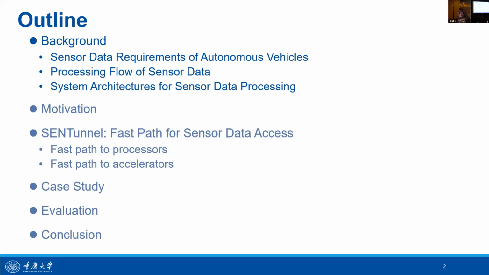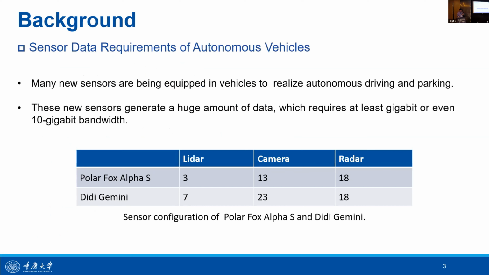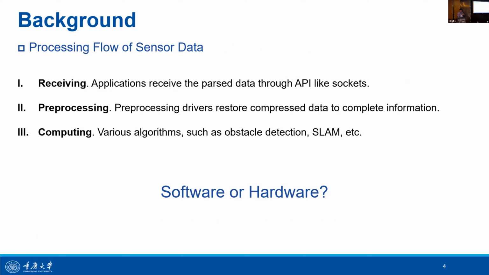This is the outline of my introduction. Now let's start with the background. As a main information source of domain control units, many new sensors are being equipped in vehicles, such as cameras and lidars. Unlike traditional sensors, these high-throughput sensors generate a huge amount of data. Generally, the sensor data processing flow can be divided into three steps: receiving, preprocessing, and computing.